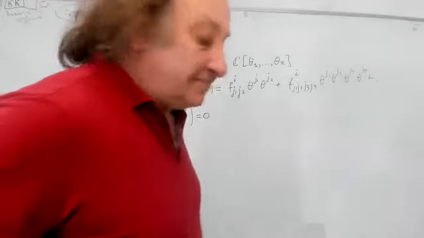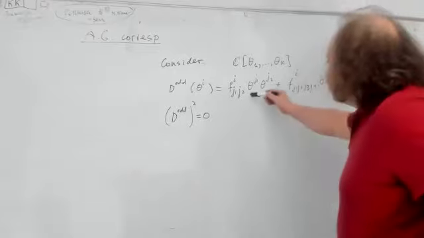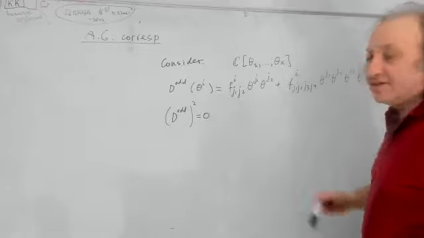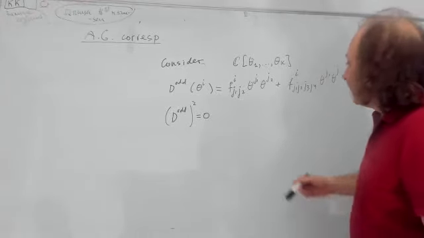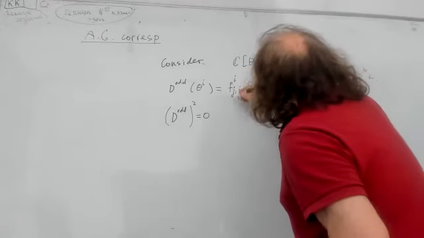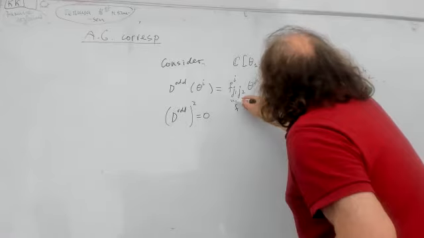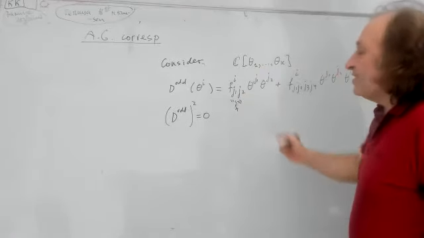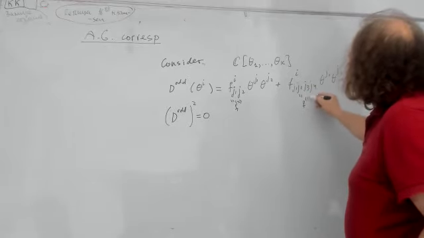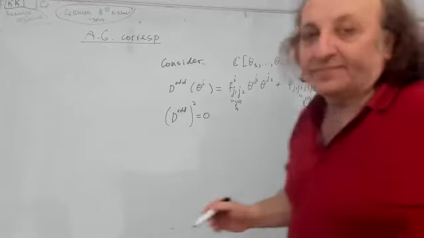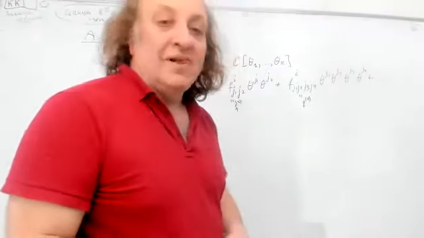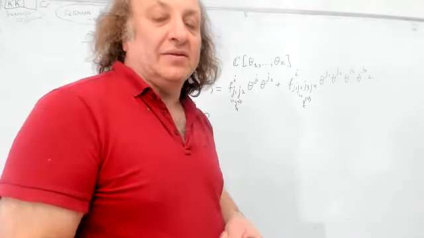So could you guess what would be conditions for f with 2 indices, for f with 4 indices, etc.? First of all, let me call this thing f2 because it is a binary operation. Let me call this f4, etc. So when I consider d squared, what types of terms would I get?